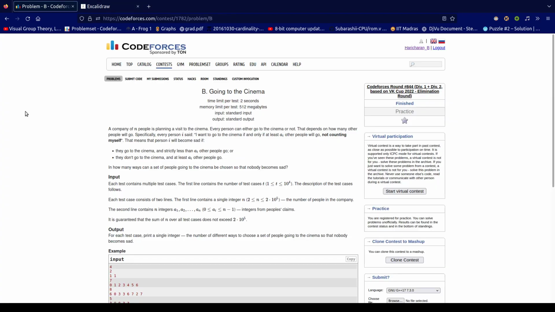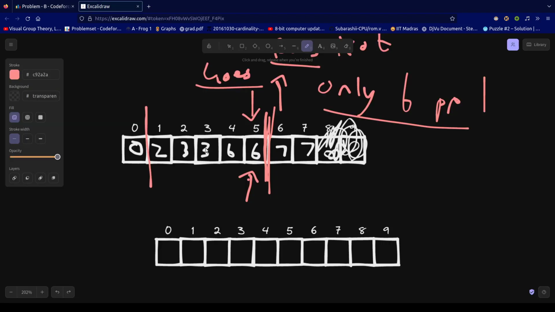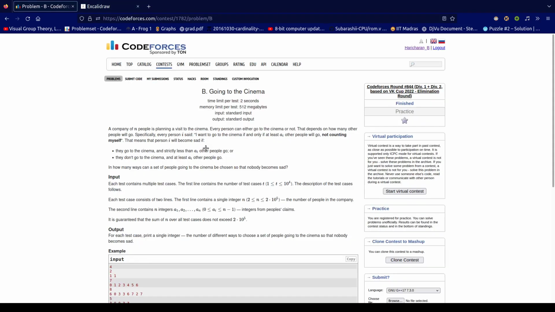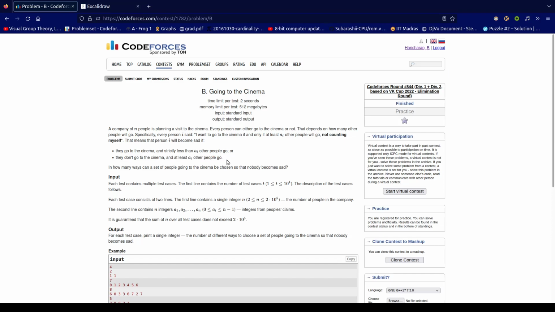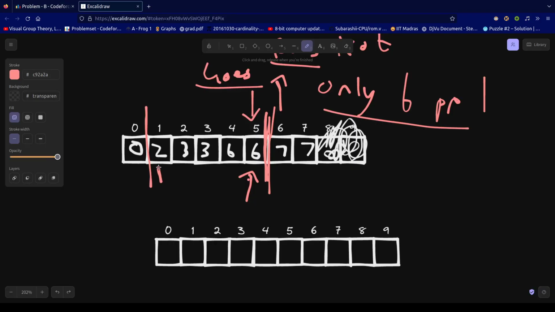If he goes to the cinema and less than A other people go, he'll be sad. So if greater than or equal to 0 people go, he'll be fine with that. And here one person goes, so he is fine with that. Also, if you think about all the other people, if they don't go to the cinema and at least A people go, they'll be sad. That means if at least 2 people go, this person will be sad. But 2 people aren't going here, only one person is going. So all of these people will be happy.